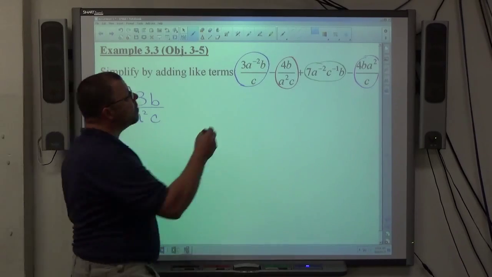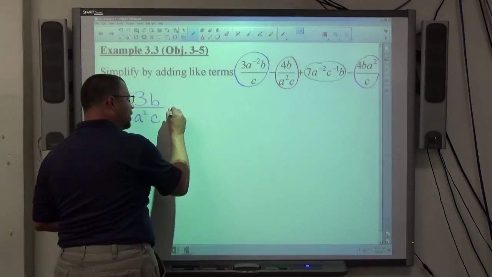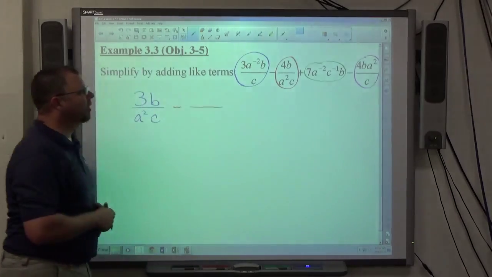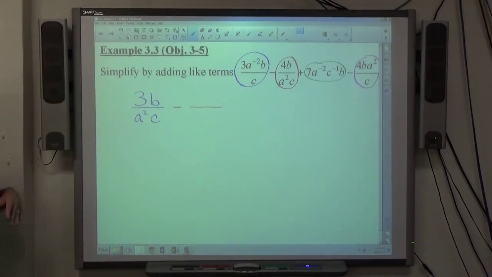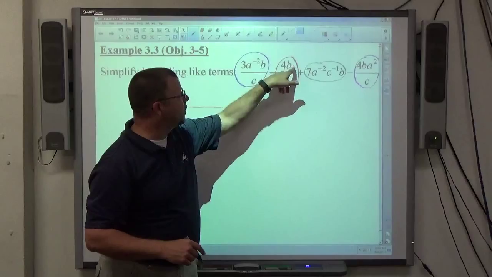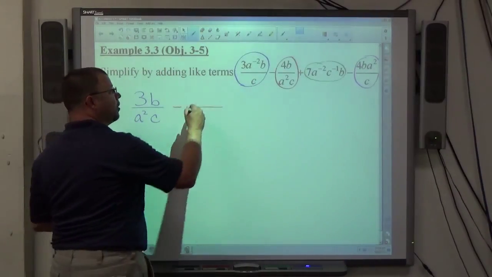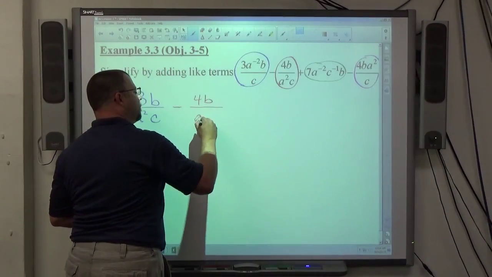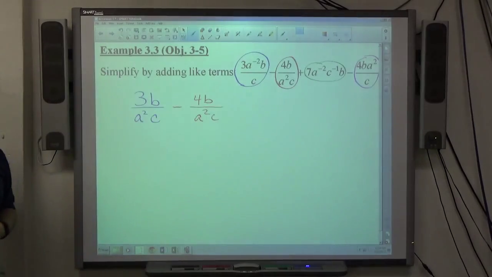All right. Maddie, second term. I got a minus sign here. I'll put the minus sign, there's the fraction bar. Is there anything wrong with the second term? No. That's exactly right. There's one a, there's one c, there's one b. All the powers are positive. Everything's good about it. So 4b over a squared c. Everything's perfectly fine about that.